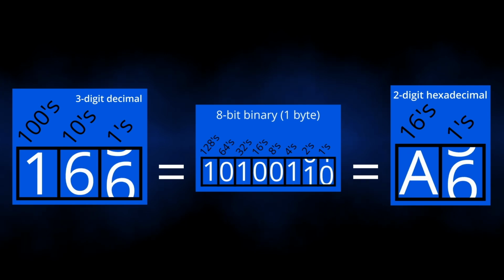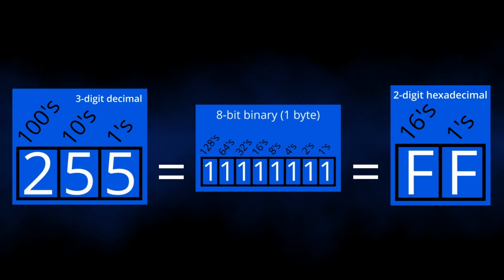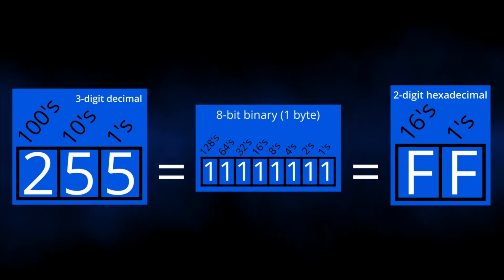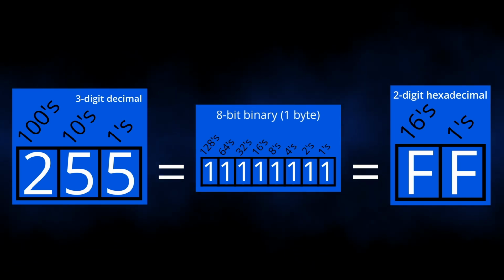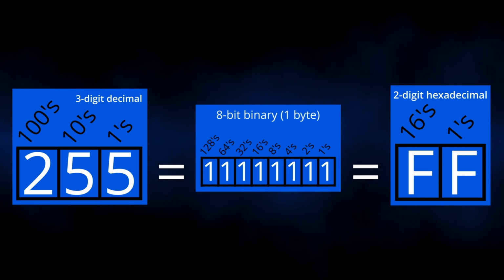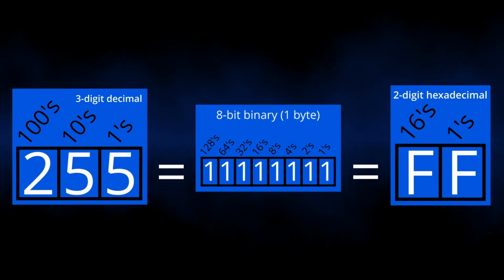Now let's increment all these numbers up to 255, which is the maximum that will fit into 2 hexadecimal digits or 1 8-bit byte. And you can see the 8-bit byte is filling up with ones. You can see the hexadecimal digit is 2 Fs, and you can see the decimal value is 255.